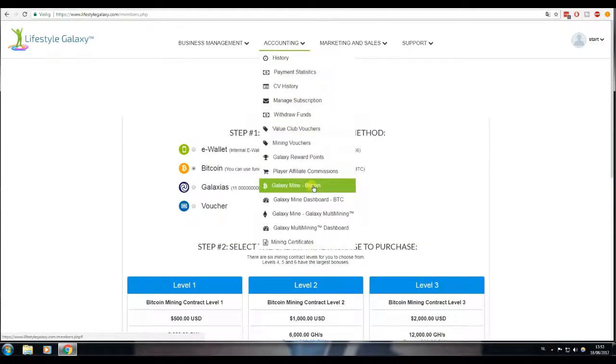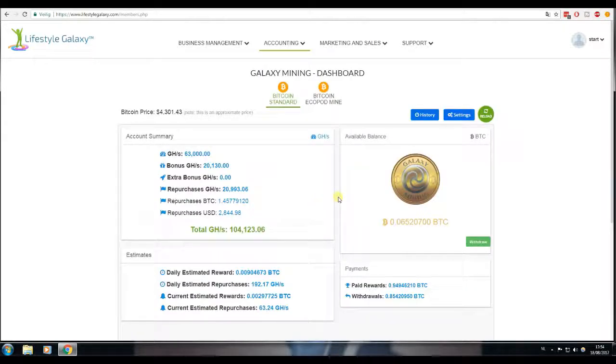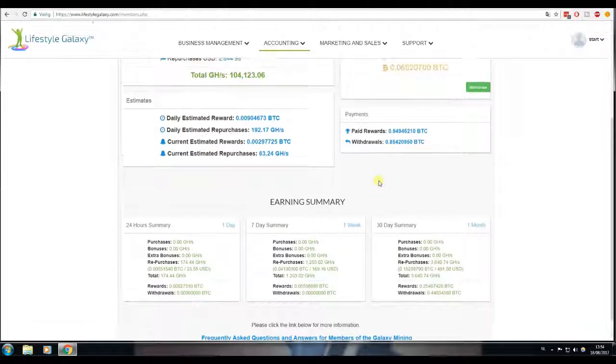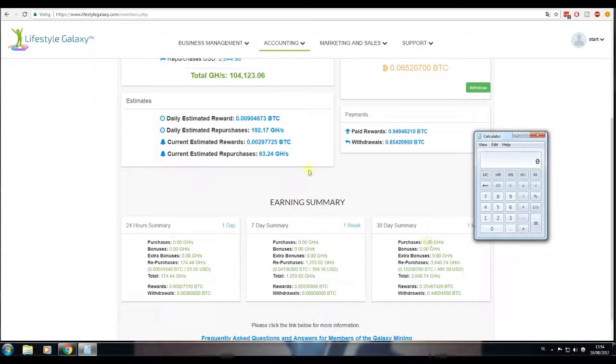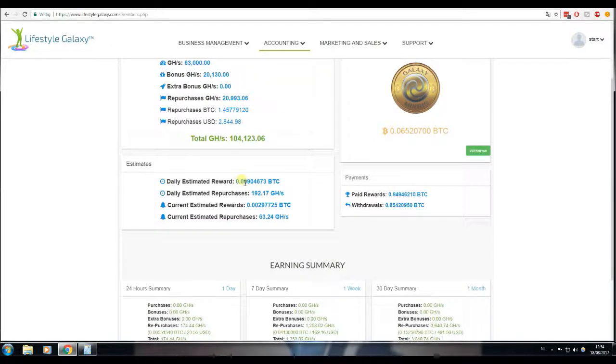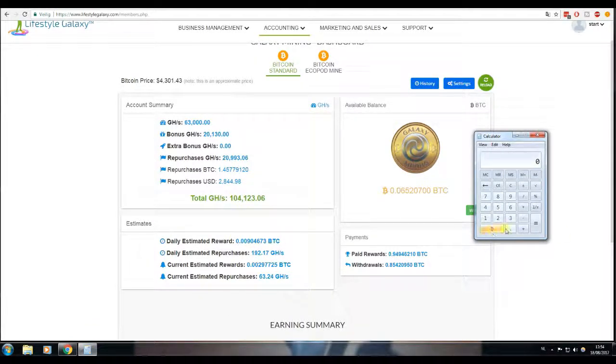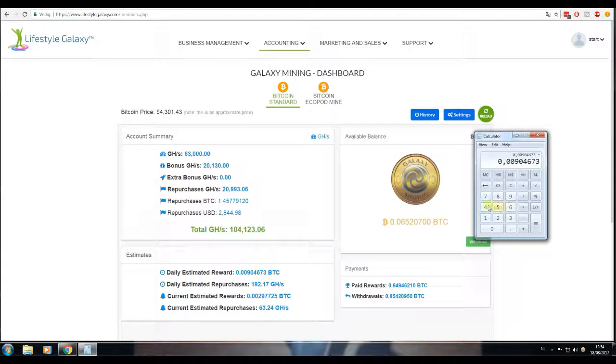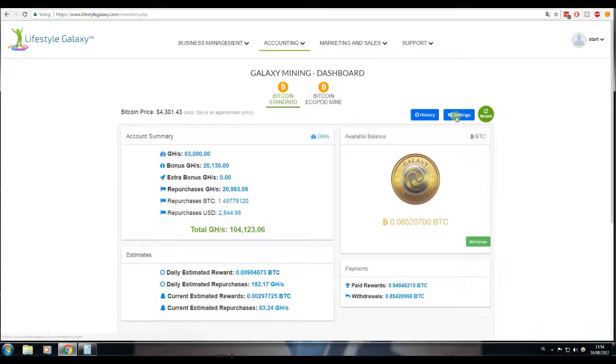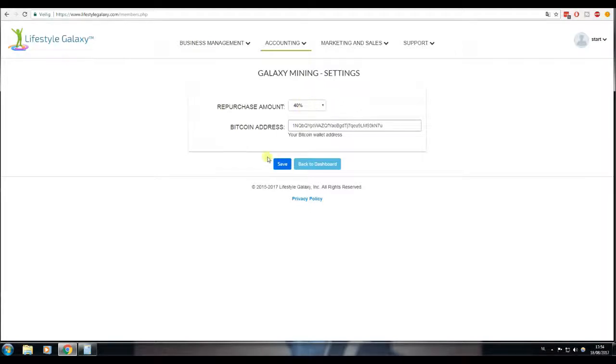So how much am I earning? Firstly, you have to see how much I am earning, and then you can make your own decision how many dollars you will start mining with. My daily estimated reward is 0.009. My compounding is at 40%, so that is 60% of my total capacity. 0.009046 times the current Bitcoin price, 4,301.43. So that's $38 a day, and that is only at 60% payout, because my repurchase is 40%.